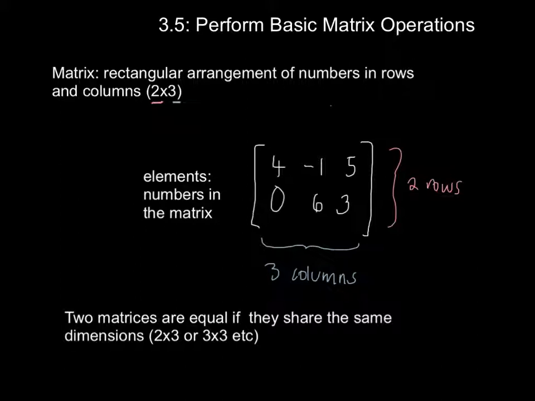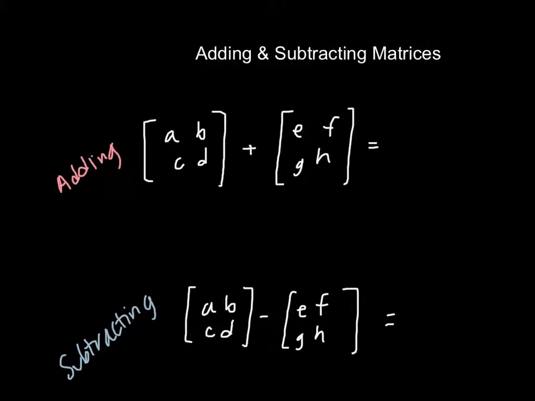So the dimensions of a matrix could be 2 by 3, for example, so that means 2 rows and 3 columns. So we could have the numbers 4, -1, 5, 0, 6, and 3 as our elements or numbers in our matrix. Now, two matrices are equal if they share the same dimensions. So if we had another matrix that had the same 2 by 3 dimensions, then it would be equal to this one. So next we're going to be talking about adding and subtracting matrices.